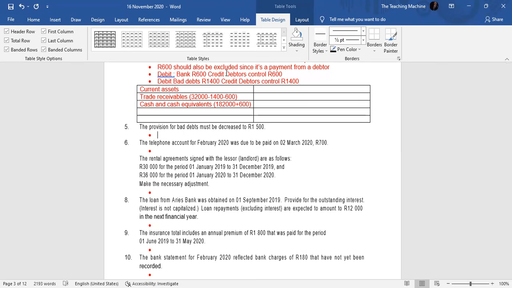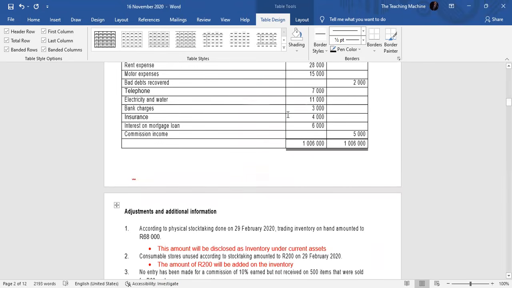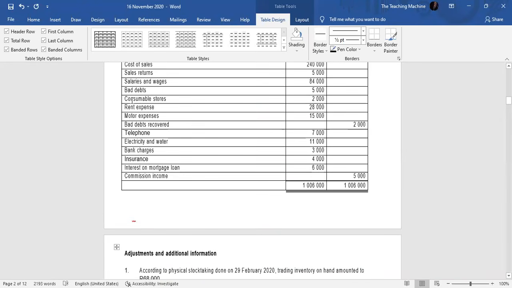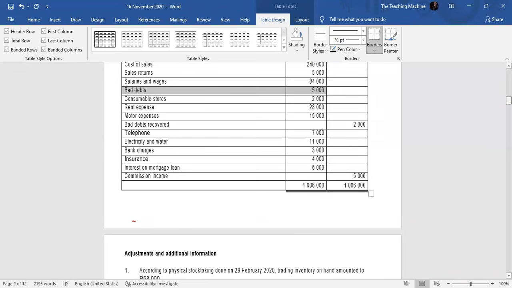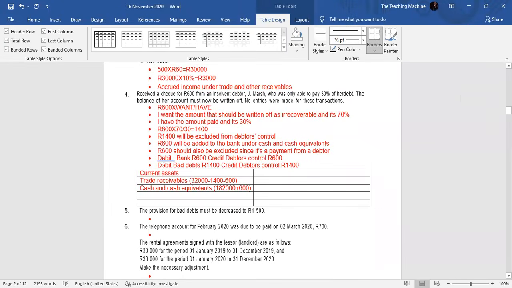Okay, there's a message. Where do you record bad debts? Now that you are doing the statement of financial position, you will be given two bad debts if there's a pre-adjustment trial balance. Where's the bad debt here? Do we have a bad debt? Yes, we do have a bad debt of 5,000. You are given a bad debt of 5,000 and we have just worked out bad debt as 1.4.